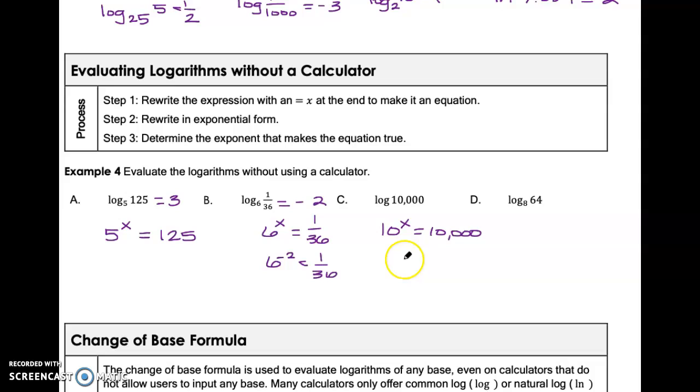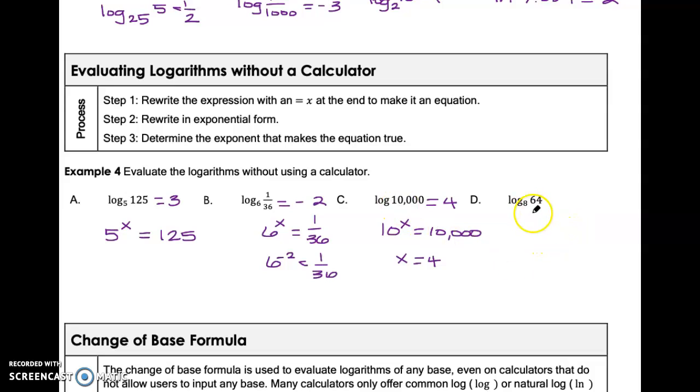So again, this is repeated multiplication. So 10 times 10 is 100, times another 10 is 1,000, times another 10 is 10,000. So that's how we know that this one's going to be 4.